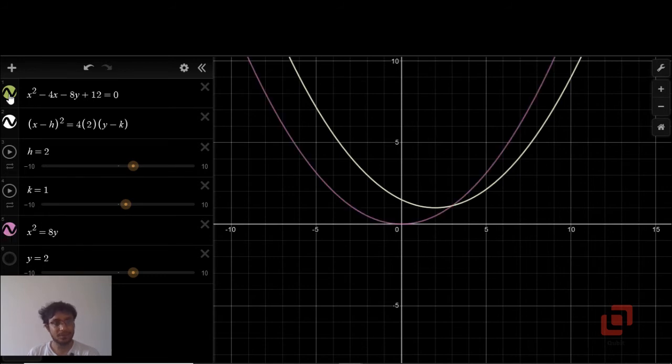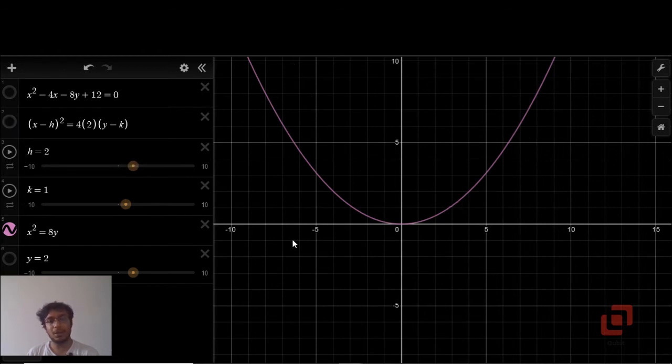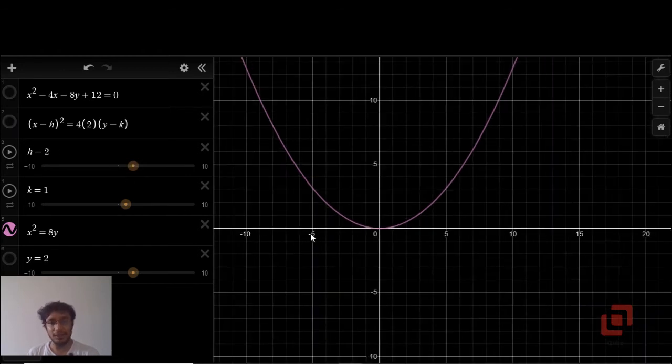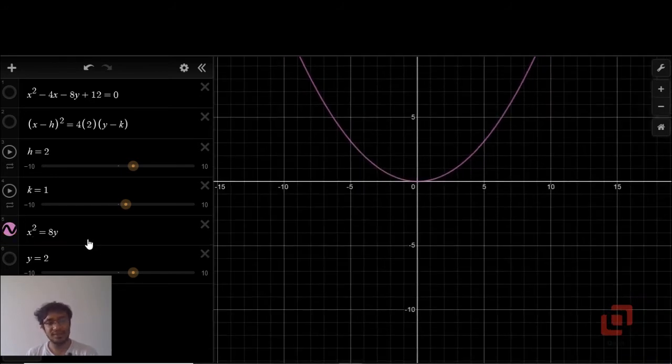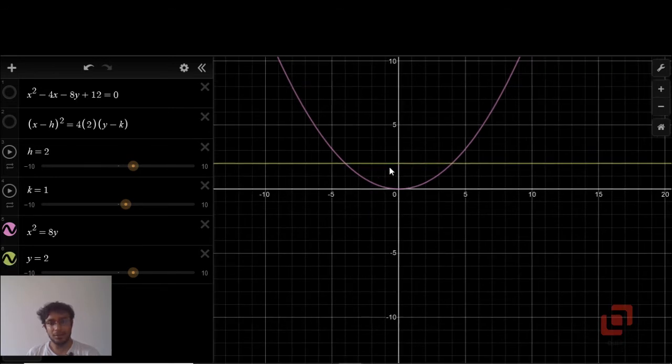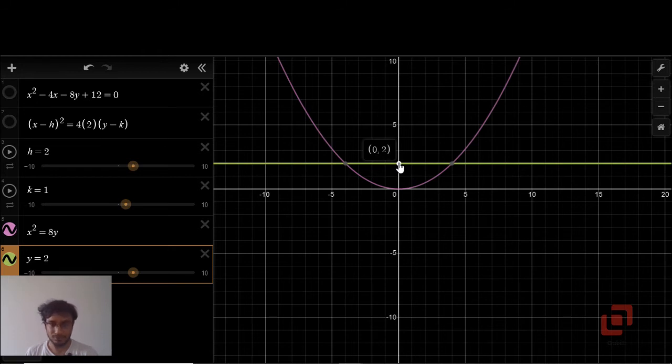Yes, correct. So let me now hide these two. Now we are interested in identifying the length of latus rectum of this particular parabola, the pink parabola. This is essentially the same parabola, but now we have modified its equation by shifting the origin. We first observe that the focus of this parabola is at the point (0, 2). So if it is x squared equal to 4by, then the focus is at (0, b).